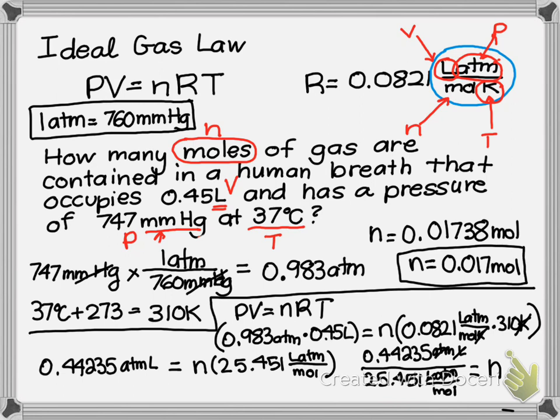So remember, in this problem, how we began is we started by looking at the units, and to begin this problem, which isn't always the case, but for this problem, because millimeters of mercury did not match atmospheres and degrees Celsius did not match Kelvin, before I plugged it in, I had to change those units.